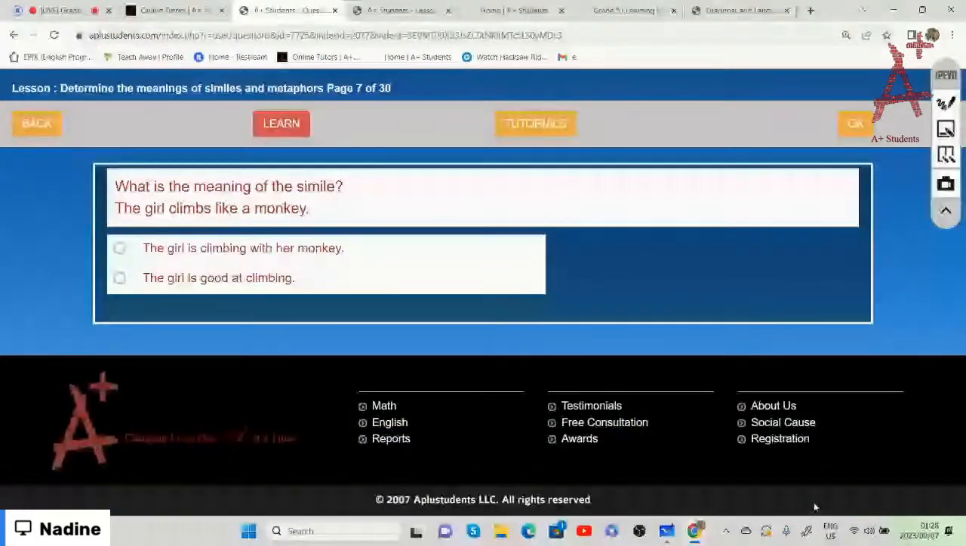And then what is the meaning of a simile? The girl climbs like a monkey. Does it mean that the girl is climbing with her monkey, or the girl is good at climbing? So we need to give the meaning of the simile. The girl climbs like a monkey.